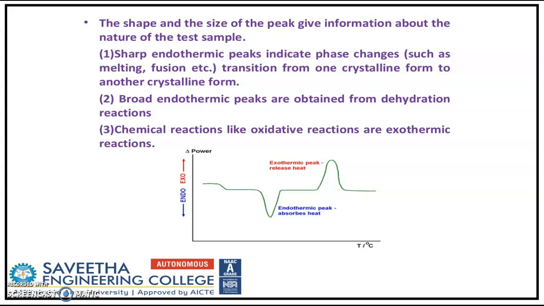Chemical reactions like oxidative reactions are exothermic in nature. So, the peak you see above is an exothermic peak. Here, the heat is released. The peak you have seen downwards is an endothermic peak, where heat is absorbed.